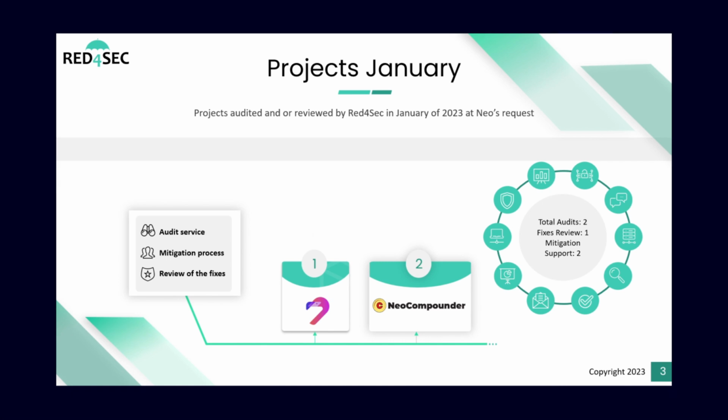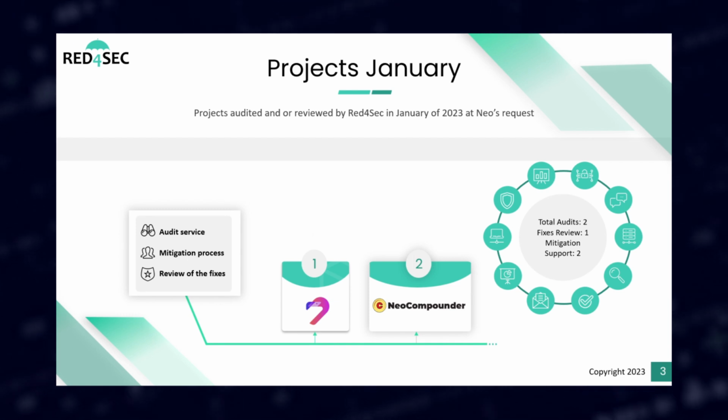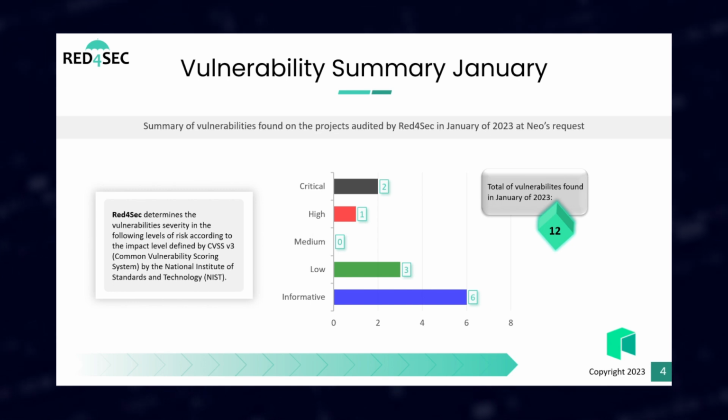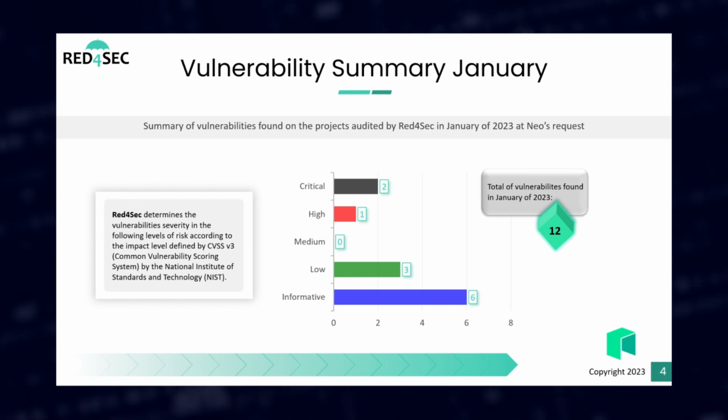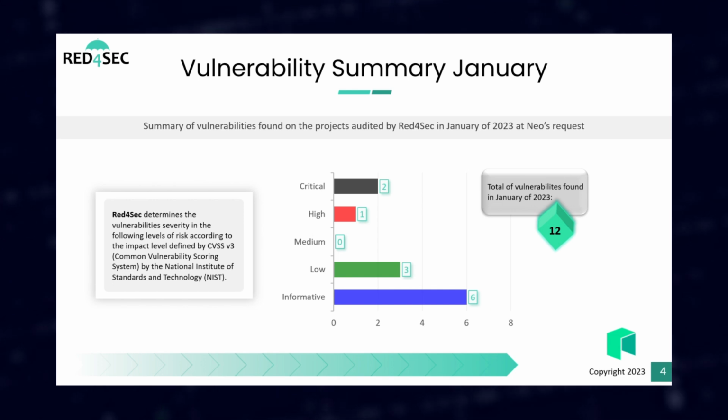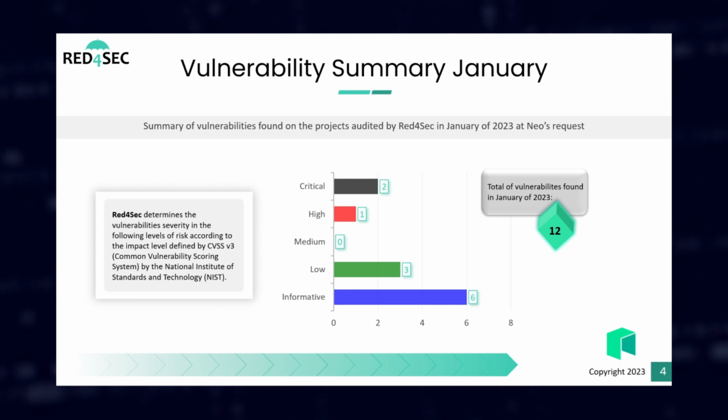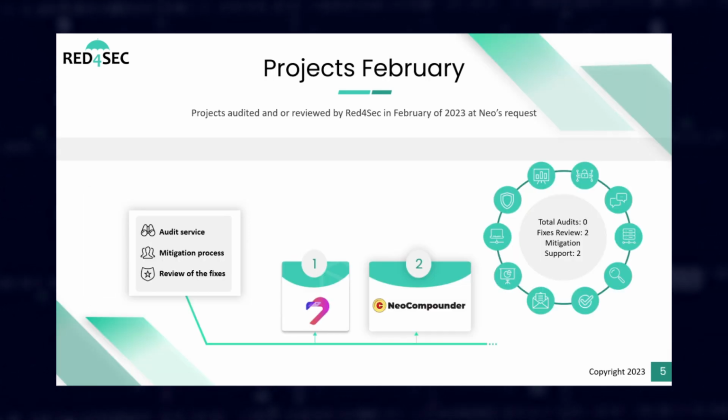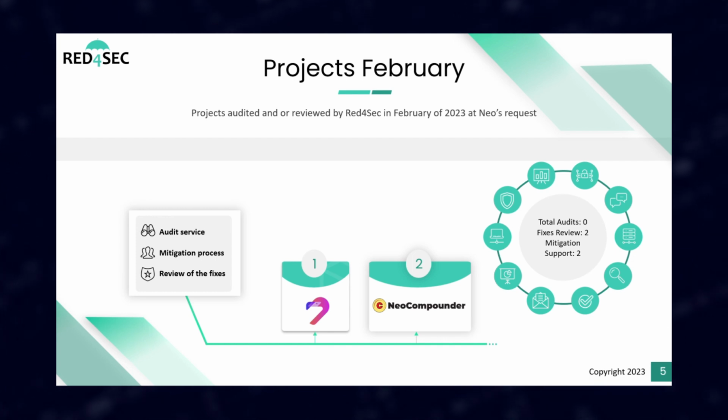In the month of January, we finished and delivered 2 audits for Flamingo on FUSD project and for the NeoCompounder, giving us a total of 2 audits, 1 fixes review, and 2 mitigation support. During this month, 2 critical vulnerabilities were found and reported, 1 high risk, 3 low, and 6 informative, for a total of 12 vulnerabilities. Moving over, in the month of February, we provided mitigation support for FUSD and NeoCompounder, and the fixes review for NeoCompounder was conducted and delivered, in addition to the delivery of the final report.